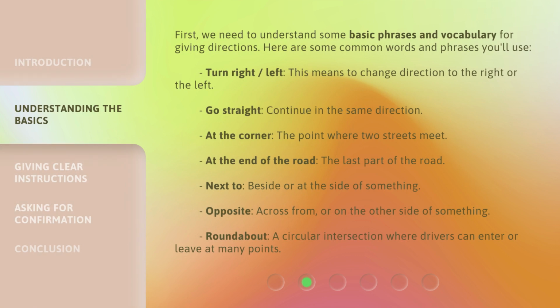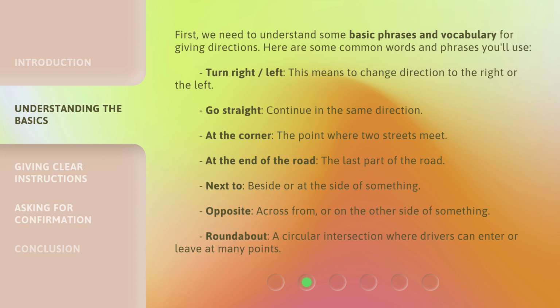First, we need to understand some basic phrases and vocabulary for giving directions. Here are some common words and phrases you'll use. Turn right, left. This means to change direction to the right or the left. Go straight. Continue in the same direction. At the corner, the point where two streets meet.